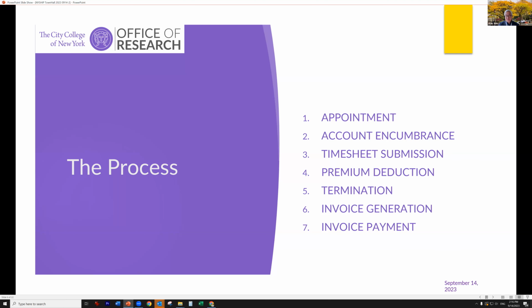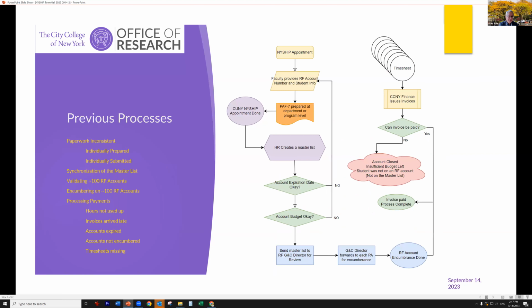And then, once the timesheet is submitted every semester, an invoice will be generated based on the payroll that has been issued to the students, and the college wants to recover that from whatever account it was initially encumbered to. During the process, close to 100 RF accounts can be involved, and the invoice will be paid out against those accounts. The invoice comes from City College to be reimbursed from the accounts.